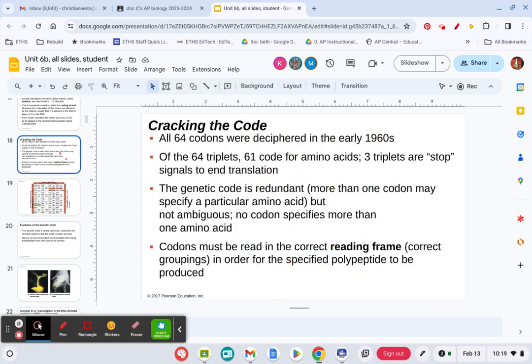So this was discovered back in the day, that there are 61 different codes that code for amino acids. 3 of those codes, we call them triplets sometimes, codons or triplets, are stop. So they say, stop, you're done. Stop, stop, what you're doing. I do that with my freshmen a lot.